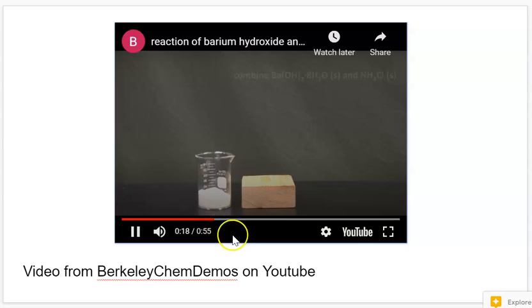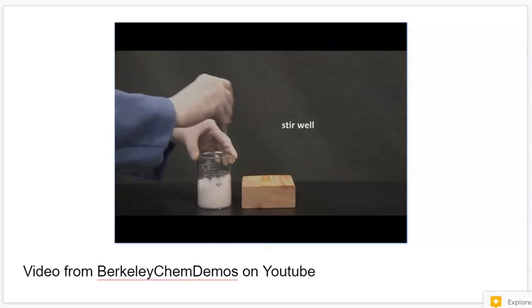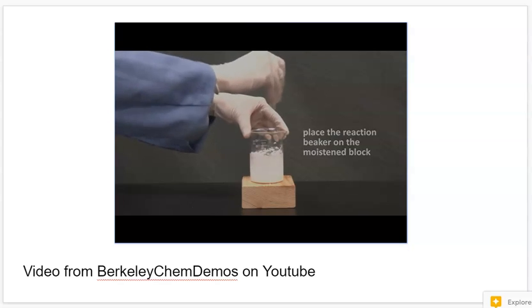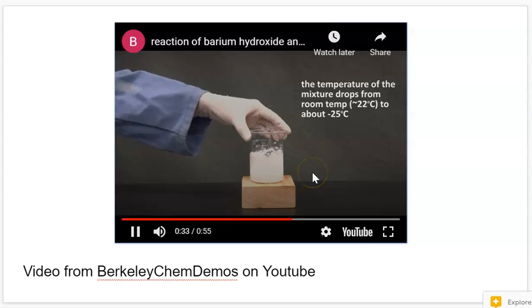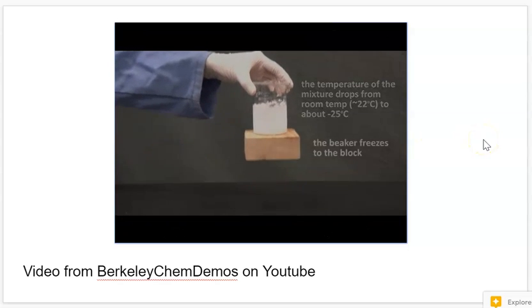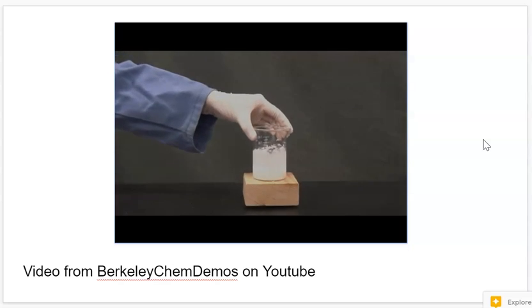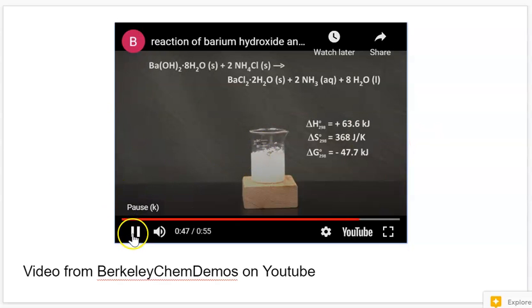So they mix these two solids, and then they have to stir them vigorously because it's really hard for two solids to react because they aren't in an aqueous medium, and it's not easy for those particles to run into each other. And as they put it on top of the moistened block, the reaction is starting to occur. And then you can see that that block has now frozen to the bottom of the beaker due to the little droplet of water there turning to ice. Anyways, I think that's pretty cool.